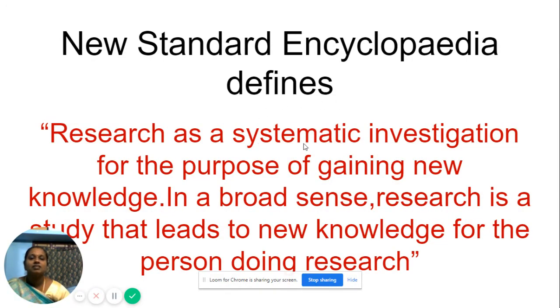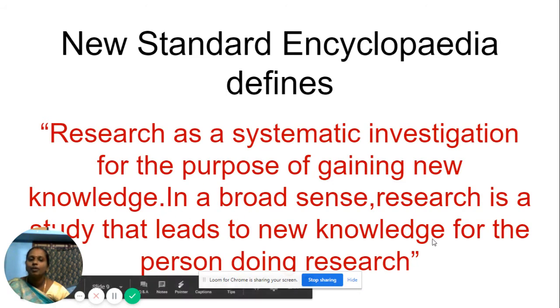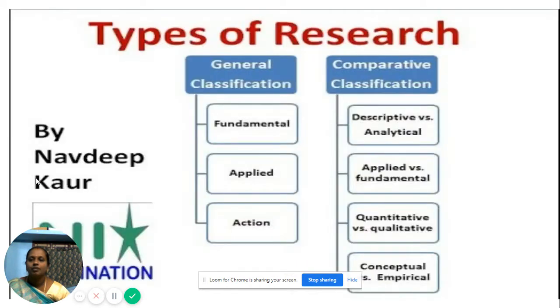Research is a systematic investigation for the purpose of gaining new knowledge. Why are we doing research? To gain new knowledge. It is a systematic investigation, systematic inquiry. In a broad sense, research is a study that leads to new knowledge for the person doing research. So getting new knowledge, the person studies prospectively, that is known as research, as the encyclopedia defines. Now we pass on to the next one.